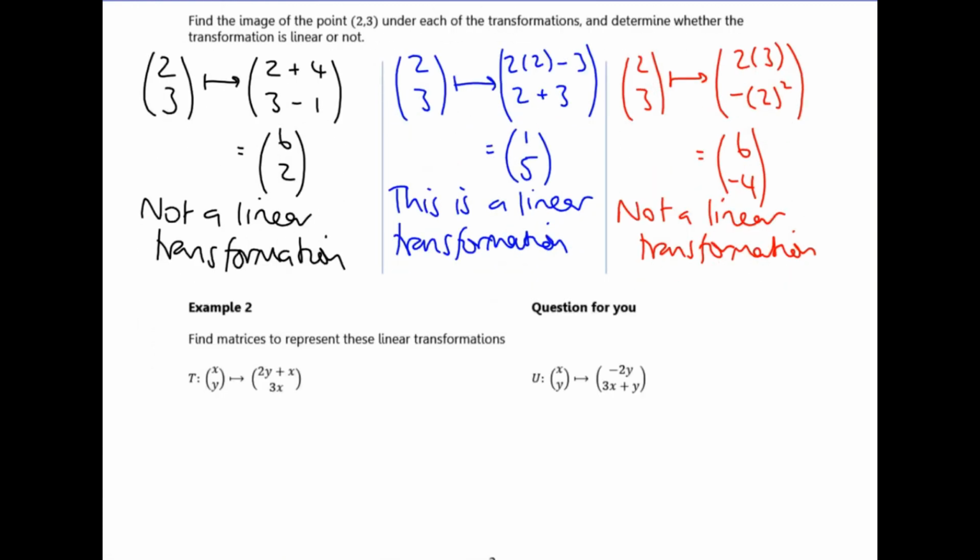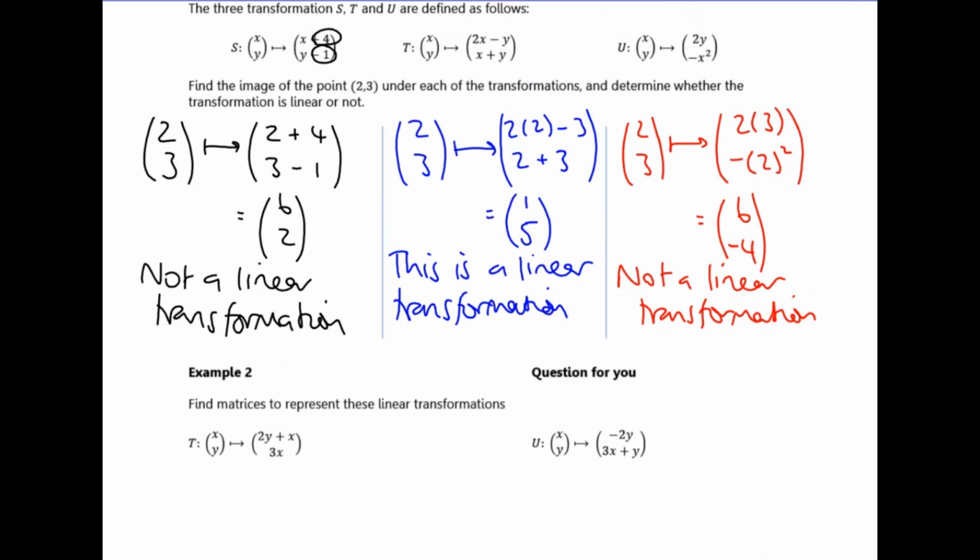So the reasons for these: the first one, if you think about what would happen to the origin, if you substituted in 0, 0, you'd get the point 4, -1. This one moves the origin. This one's like a combination of translations. So this one's not a linear transformation. It would move the origin. This last one, if you subbed in 0, 0, it's fine. You would get 0, 0. So this one doesn't move the origin, but it still doesn't mean it's a linear transformation. So this one's not a linear transformation because it has x squared in it.